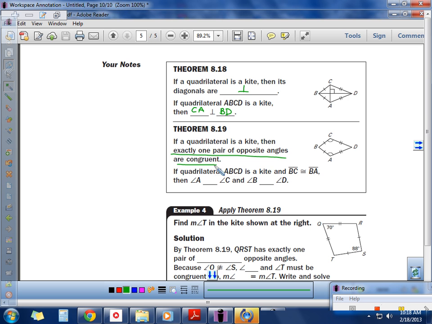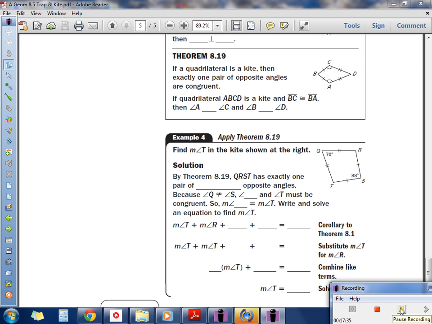Exactly one pair of opposite angles are congruent. So which two angles are going to be congruent in that picture? It tells us A and C will be congruent. What do we know about B and D? Are they congruent? They are not congruent. So put a little slash through it. Not congruent.